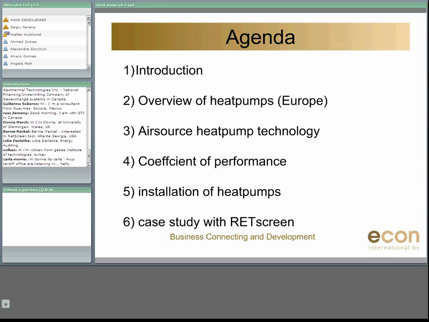I will also tell you a little bit about the coefficients of performance of heat pumps. Some basic information about when you want to use a heat pump within your house, what kind of installation, maintenance or operation problems you could have. And finally, as Sergio already told you, we will have a case study with RETScreen, which will be performed by Sergio.